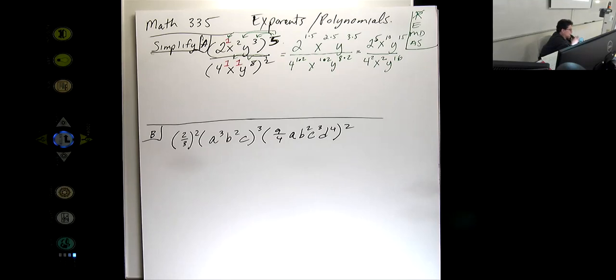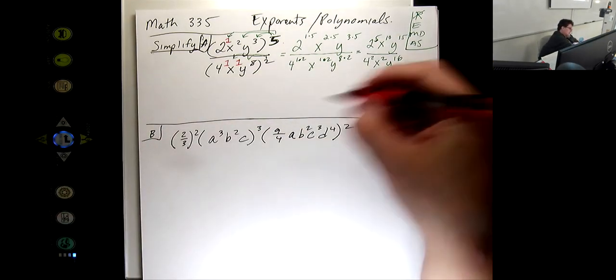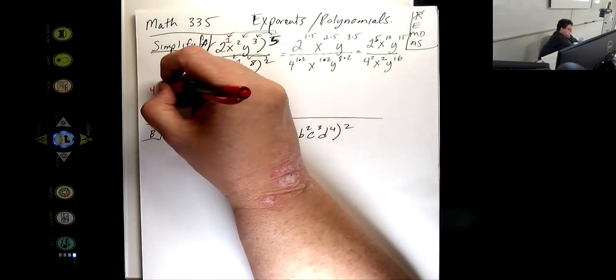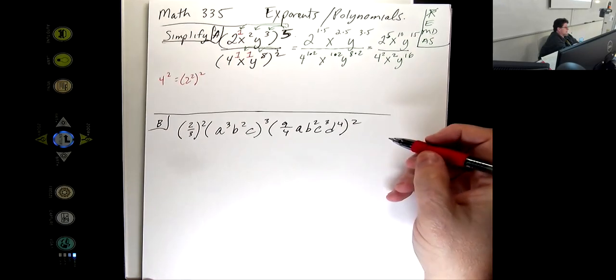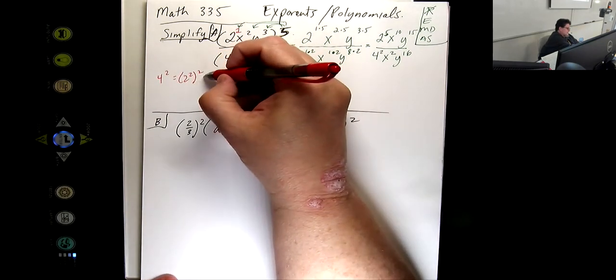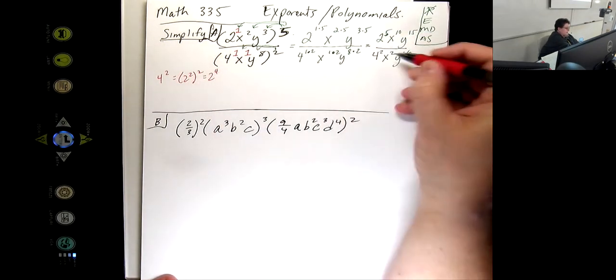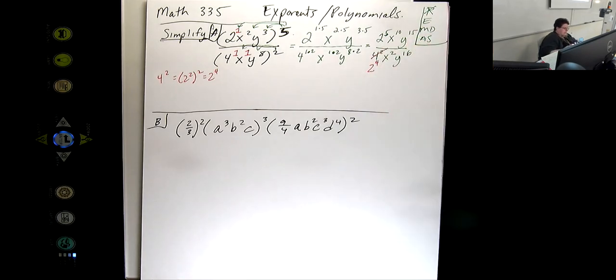Even though they don't look like there's anything in common, 4 squared is technically 2 squared squared, because 2 squared equals 4. So this is like 2 to the 4th power down here. We're going to replace that with 2 to the 4th power. And it's just coincidence that the numbers swap places.